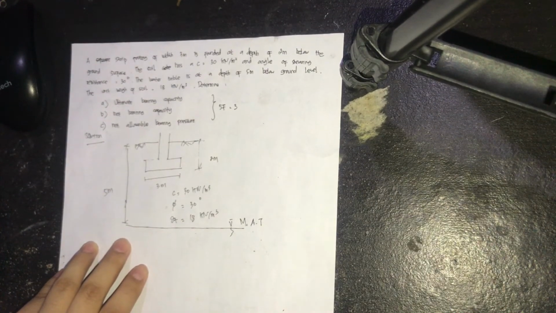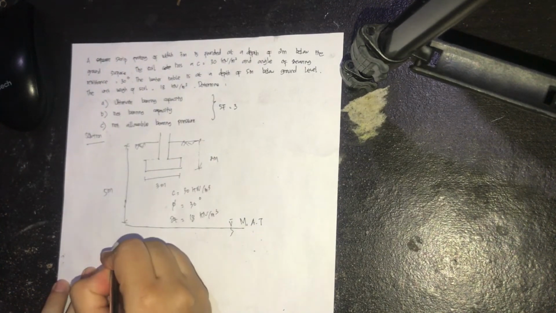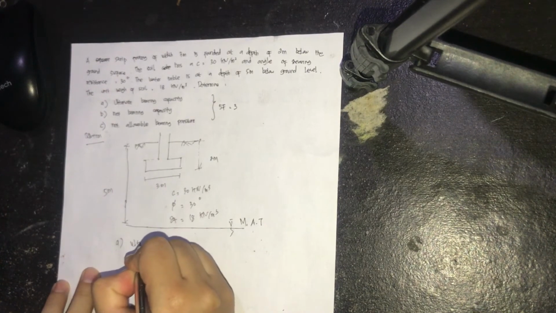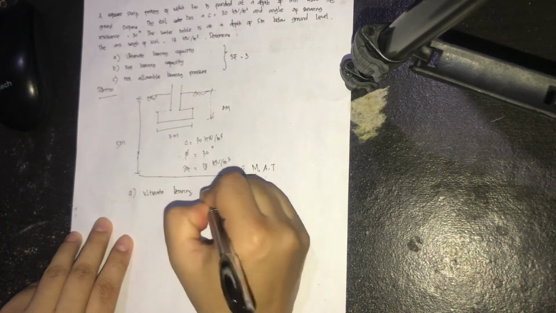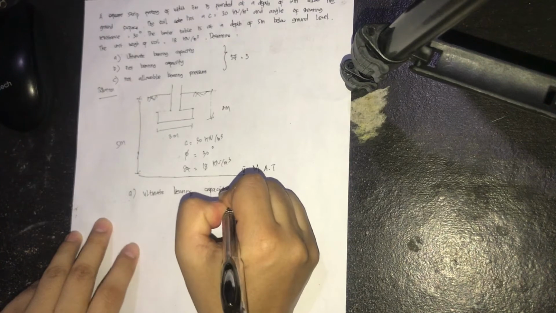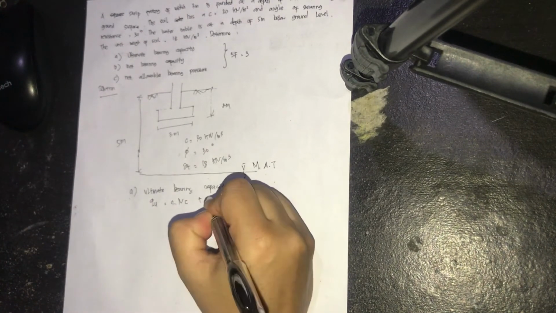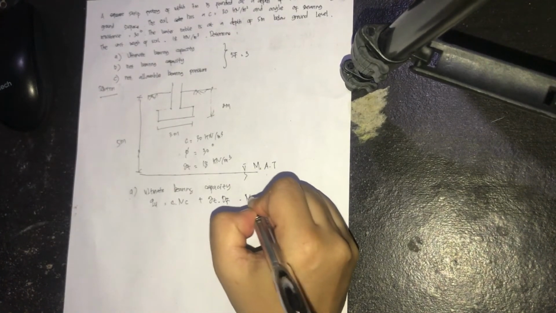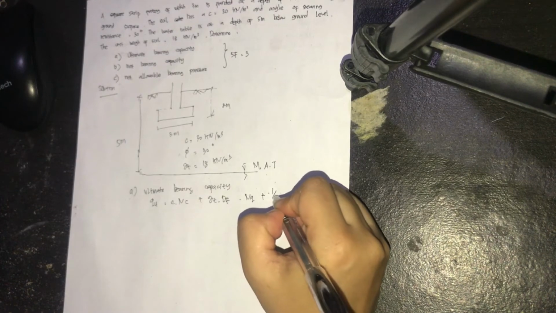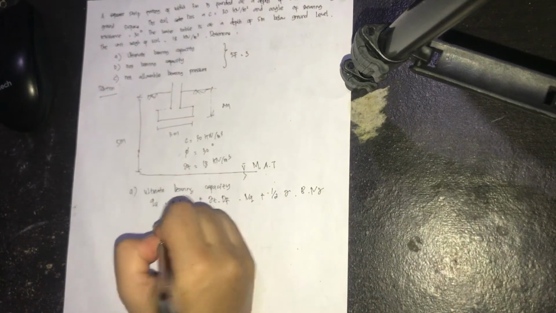And then first we have to determine the ultimate bearing capacity. So the ultimate bearing capacity is equal to c Nc plus unit weight of soil multiplied by depth of foundation multiplied by Nq plus half B and gamma, as you can see in this paper.